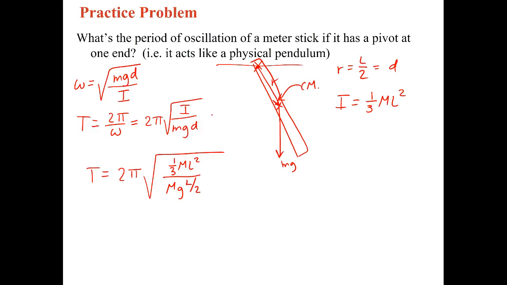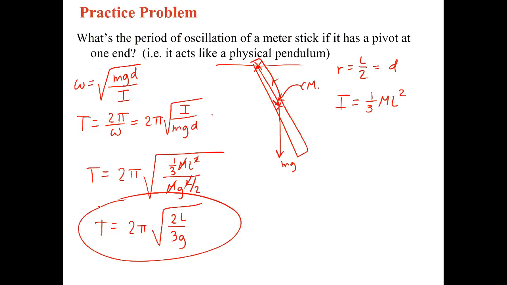Okay, so we'll cancel this out. The m's will cancel, one of those L's will cancel, and we're going to get 2 pi root 2L over 3g. So that is the period of a meter stick. Notice that the mass cancels out. It has no effect on it.